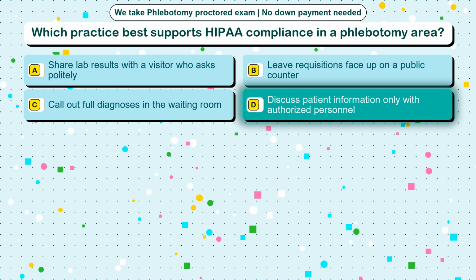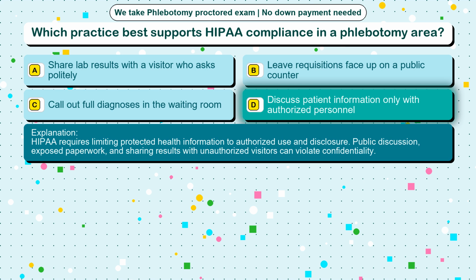The correct answer is option D, discuss patient information only with authorized personnel. HIPAA requires limiting protected health information to authorized use and disclosure. Public discussion, exposed paperwork, and sharing results with unauthorized visitors can violate confidentiality.